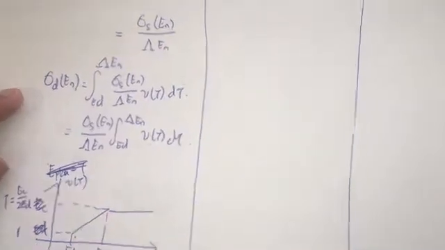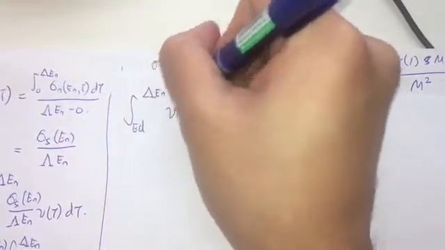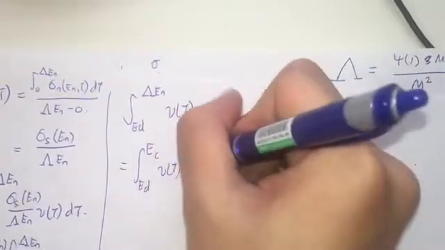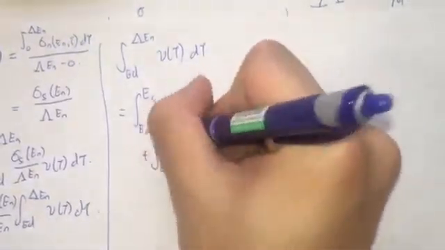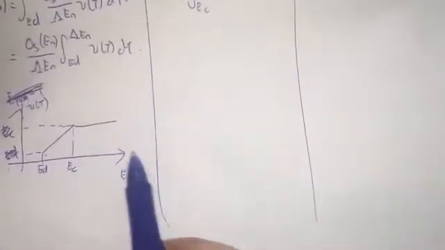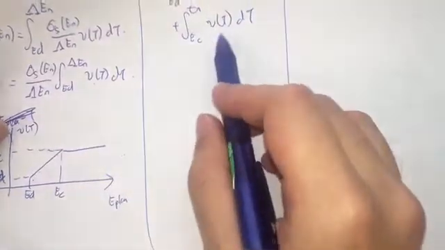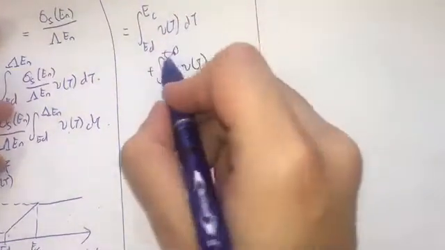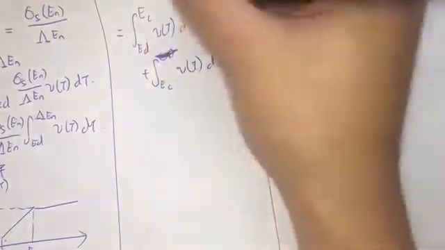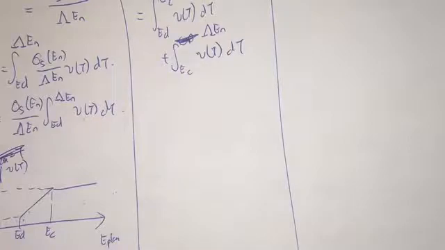So this integral, we can split it into two parts. We can integrate from ED to EC, and we can integrate from EC to infinity onwards. This one will describe this regime here, and this part here will describe this regime. So this is T equals infinity. Or rather, it should not be infinity. This is just lambda E_n. So this will describe this regime here, which is the electronic stopping regime.